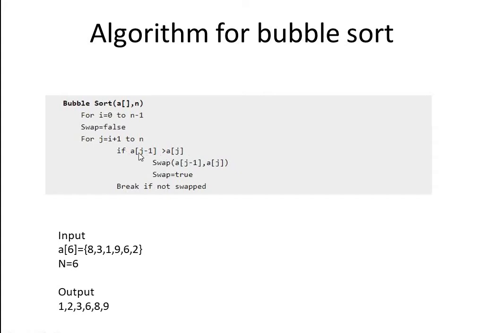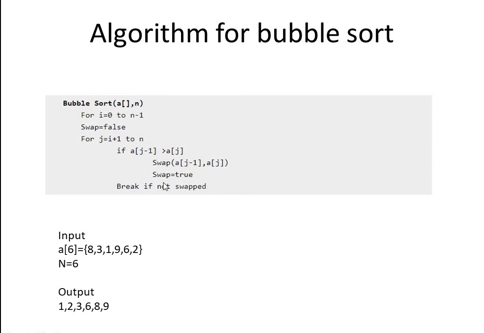Which is greater? If the first element of the array is greater, then we need to swap the first and the second element, that is, the swap function is carried out here. The first element and the second element are swapped. We are bringing the greater element towards the end of the array and the smaller element to the beginning of the array, that is, arranging them in increasing order. If it is greater, it will be moved towards the right side.